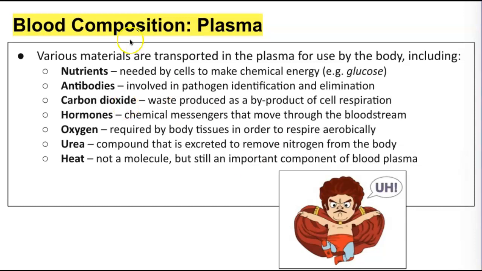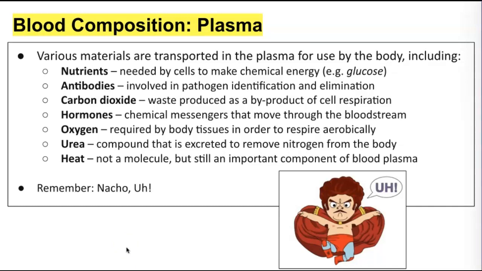And you're probably looking at all this and like, okay, why is there a picture of Nacho Libre? It's because you can use that to remember these different materials that are transported by blood plasma. Nacho is basically the way you can remember this. Nacho for nutrients, antibodies, carbon dioxide, hormones, oxygen, urea, and heat. And if you remember Nacho, then you can remember all of those things that transport in blood plasma.